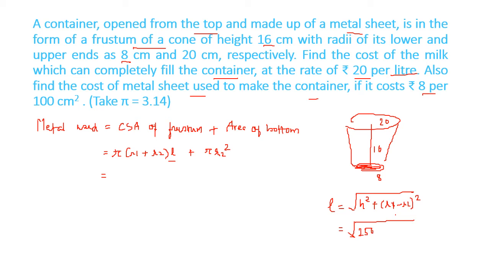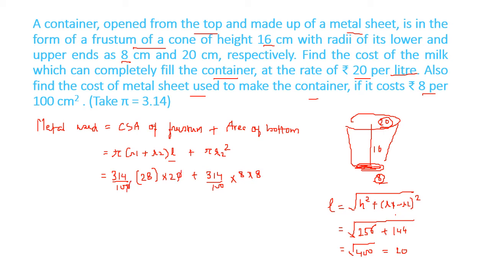16 square is 256. 256 plus 20 minus 8, that is 12. 12 square is 144. So we have got under root 256 plus 144, that is 400. So under root 400 is 20. So L is 20. So this becomes 314 upon 100, R1 plus R2 is 20 plus 8, 28, into 20, plus pi, 314 upon 100, into R2 is 8 into 8.